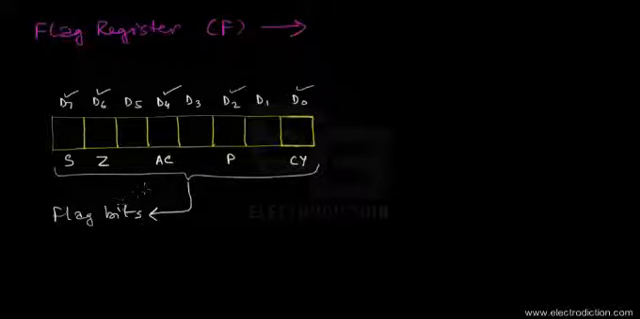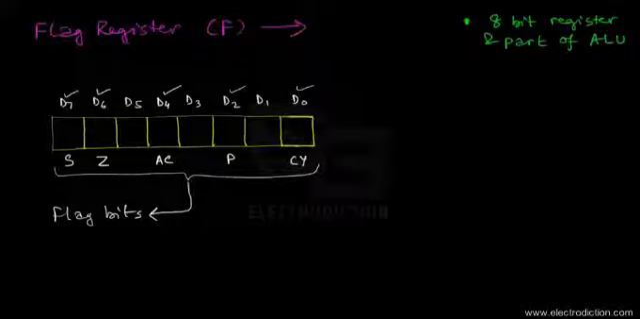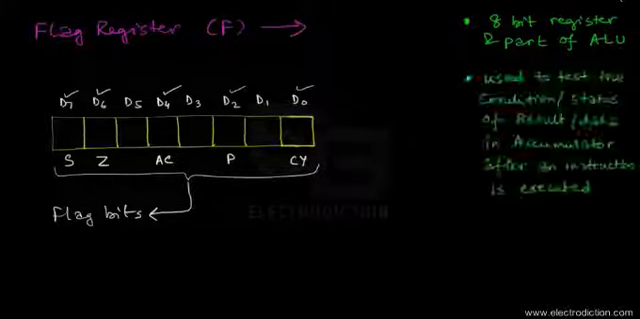Now let me point out a few things about the flag register in short. As we know, it's basically an 8-bit register, and like the accumulator, it is also a part of the ALU that helps in deciding certain logic functions. Next we got the point where it says that the flag register is basically used to test the condition or the status of the data currently stored in the accumulator, as I pointed out a little while ago, and that happens after an instruction is executed.